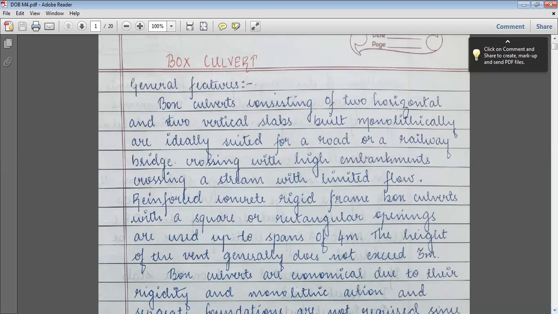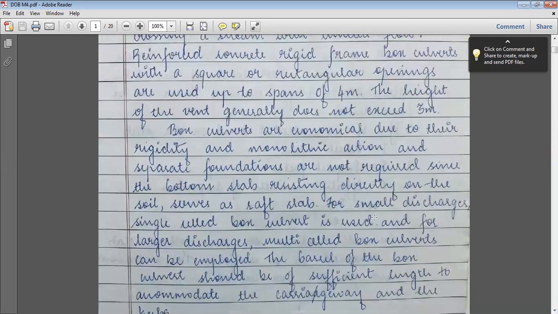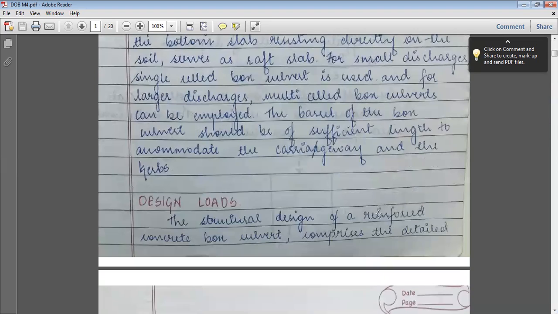So the height of the vent generally does not exceed 3 meters. So 4 meter by 3 meter will be the maximum size of the box culvert. It is used to pass the water body across a path. Now we will see the design loads which are to be considered for the design of box culverts.